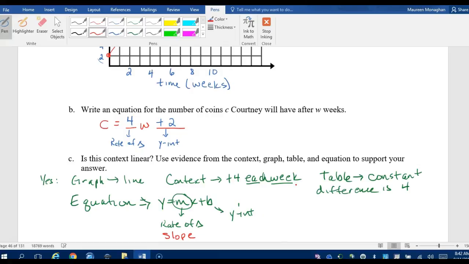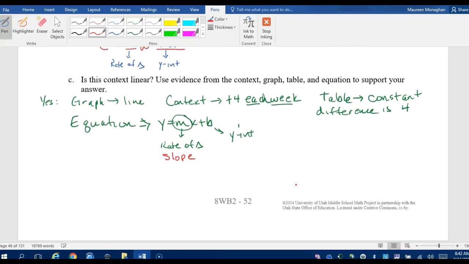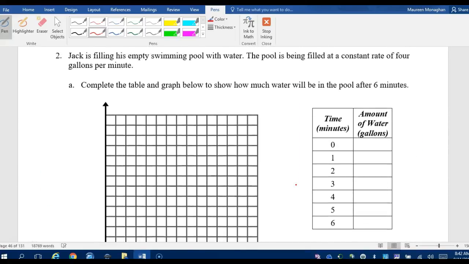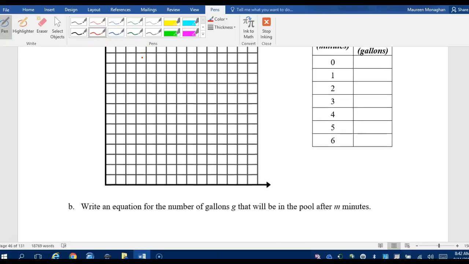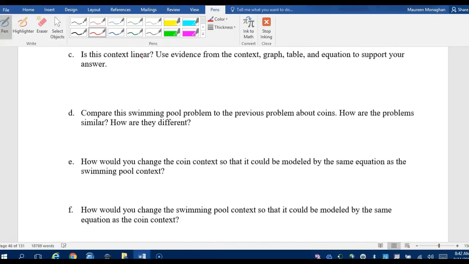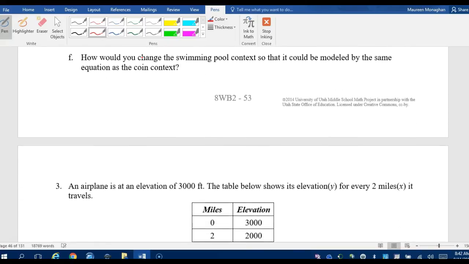Alright, this next problem, number 2, I'm going to let you do on your own because it's very similar to problem 1. So number 2 on your own. And I'm going to do number 3 with you. Alright, so let's scroll through there. There's some extra questions, but you can figure that out.